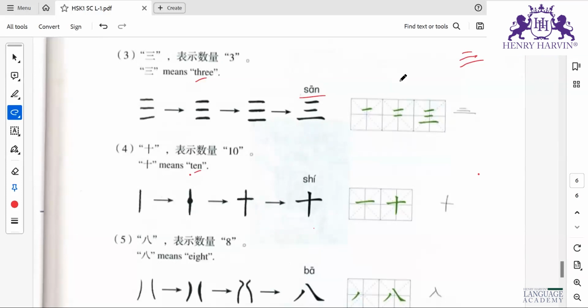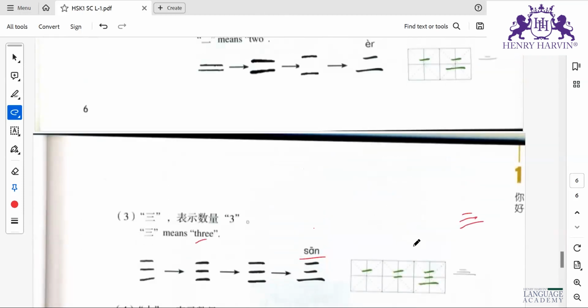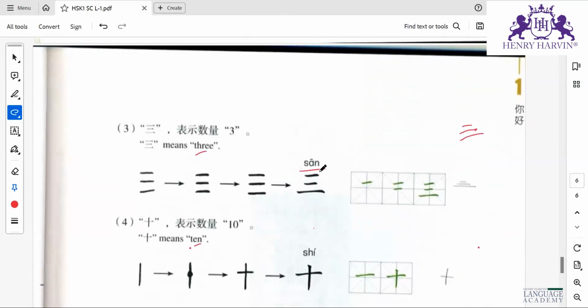Ma'am, do these strokes have to be in increasing order of length? Not exactly. See here, this one is not increasing. The first and second are almost the same and the third one is a little longer. Is there any significance of that? Significance in what way, of the length?